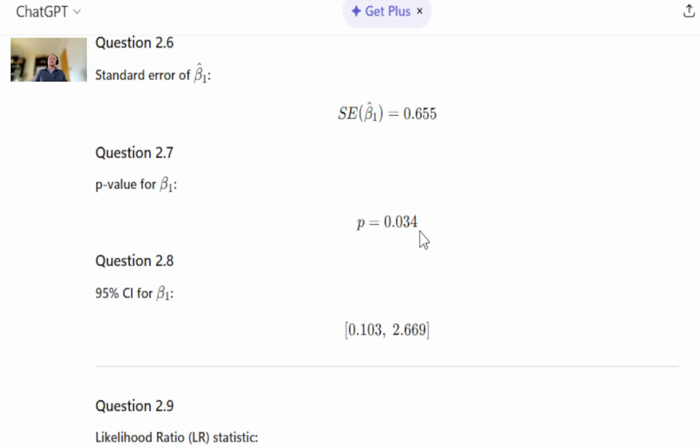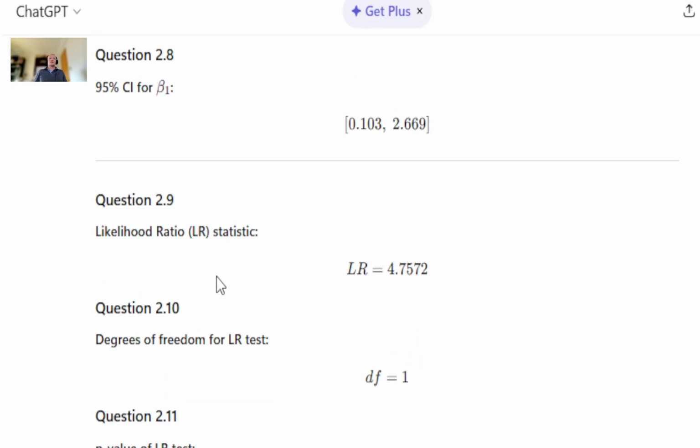at the 5% level, tested two-sided, 95% confidence interval, and then the likelihood ratio statistic, which is the statistic that compares the full model, which in this case has predictor B, to a null model which only has an intercept. That yields a likelihood ratio statistic of 4.75, which is also treated as a chi-square test, and well, with 1 degree of freedom.